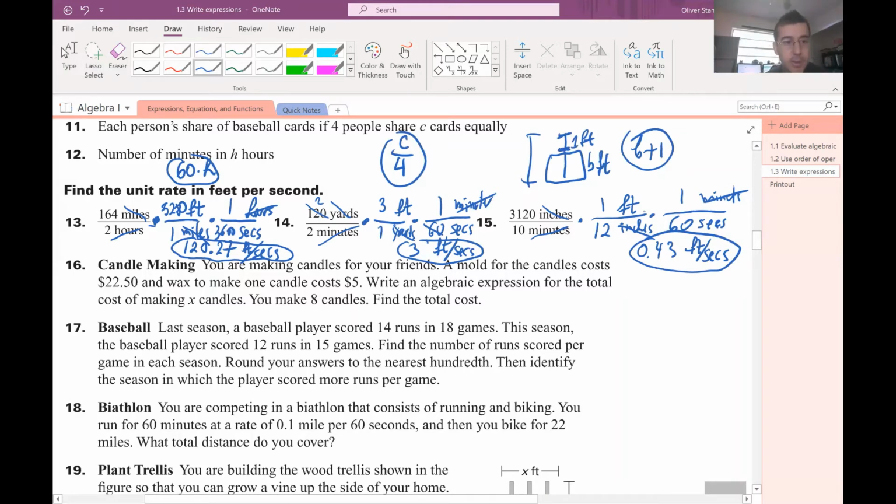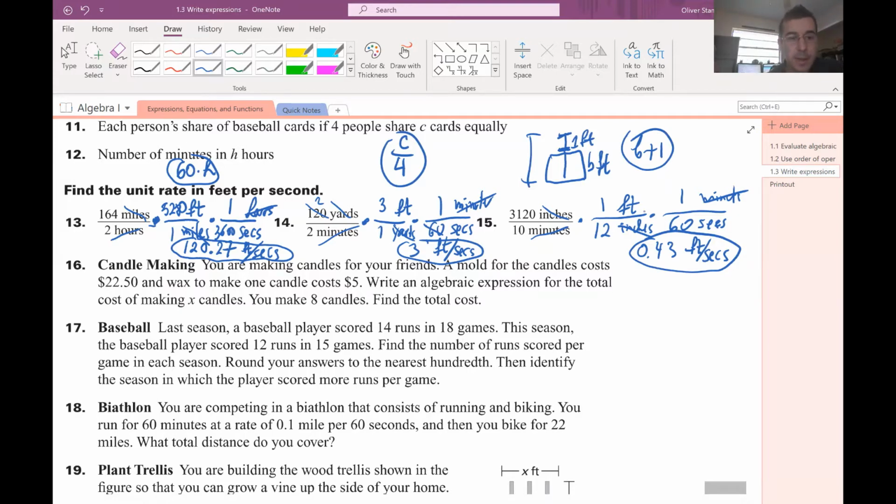Okay, number 16, candle making. You are making candles for your friends. A mold for the candles costs $22.50. So we know that that's going to be our static cost. The mold, you have to have the mold regardless of how many candles you're going to make, 1, 2 million, you have to have the mold. So that's going to be a static cost.